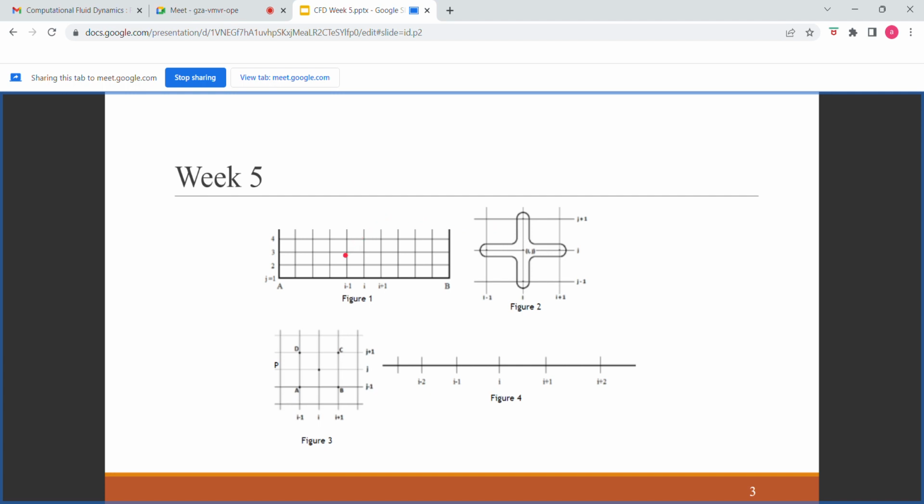From this, what are all the things that you can infer? Like there are four different meshes, right? If any one of you have any interpretation from these figures, please feel free to say. You can unmute yourself and say.